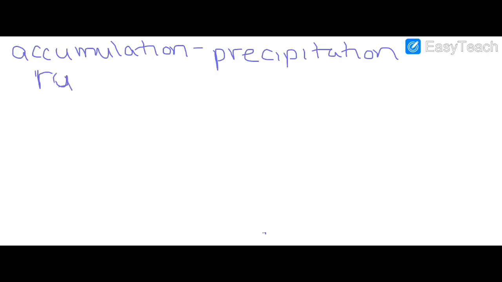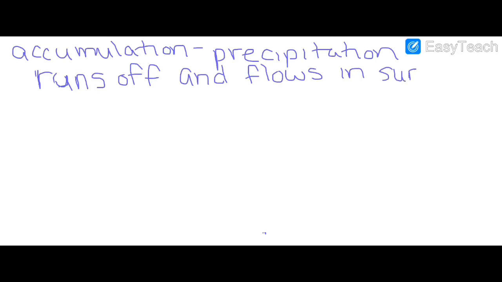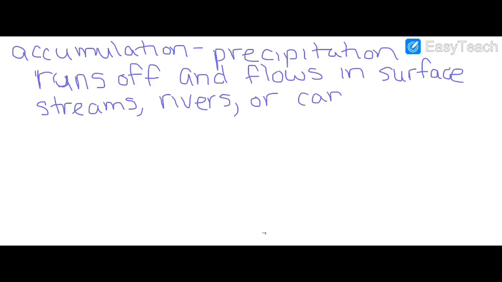Sorry, my stylus doesn't want to work. And flows in surface streams, rivers, or canals. So that's kind of leading up to accumulation. So precipitation runs off and flows in surface streams, rivers, and canals.